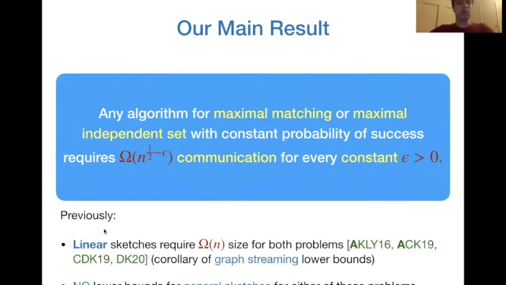And just to give you some context, previously we knew some omega n lower bound for linear sketches. These are a certain type of sketches that corresponds to taking a linear transformation of the neighborhood of each vertex. They are not as general as an arbitrary sketch. And such lower bounds follow from graph streaming lower bounds. But for general sketches, we did not have any lower bound other than some trivial omega log n.